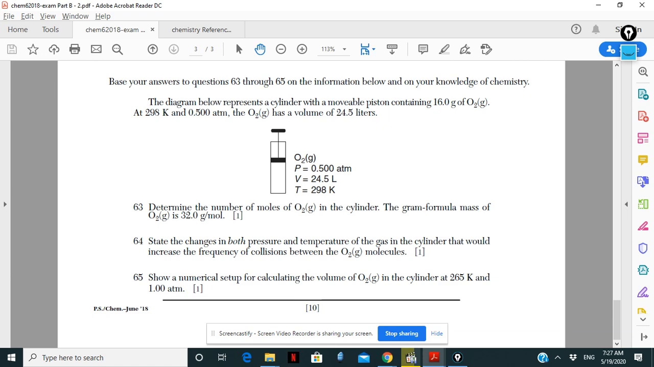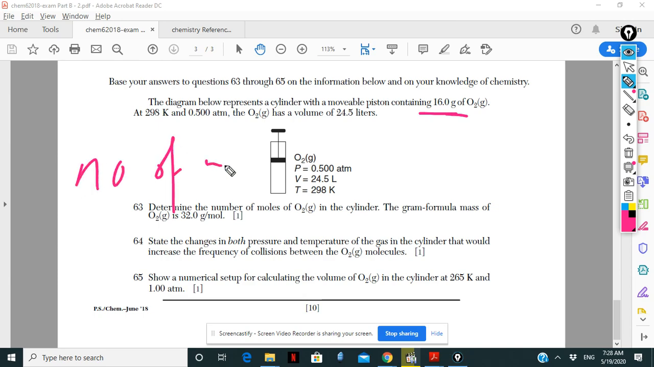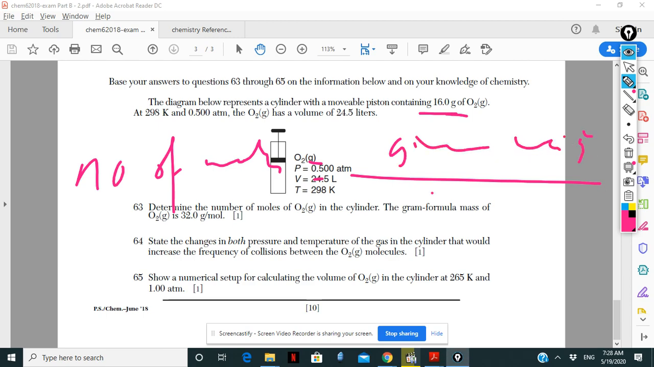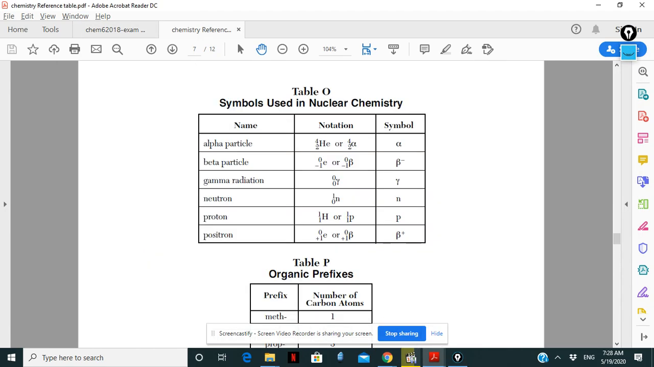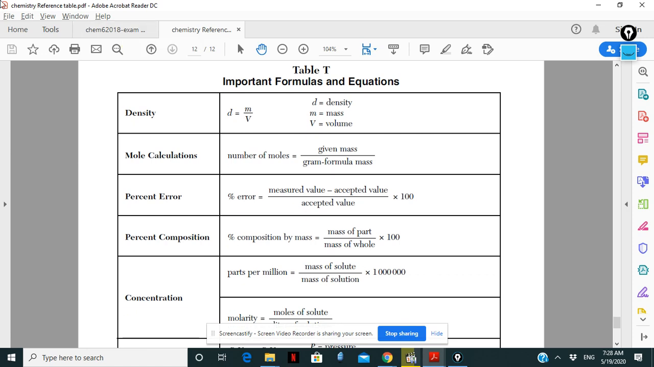Given that the gram formula mass for oxygen is 32. So it said you have 16 grams. So number of moles equals given weight over the gram formula mass. So what does it mean? It's 16 divided by 32, giving me half a mole. And that exists in your reference sheet, last page. Number of moles.